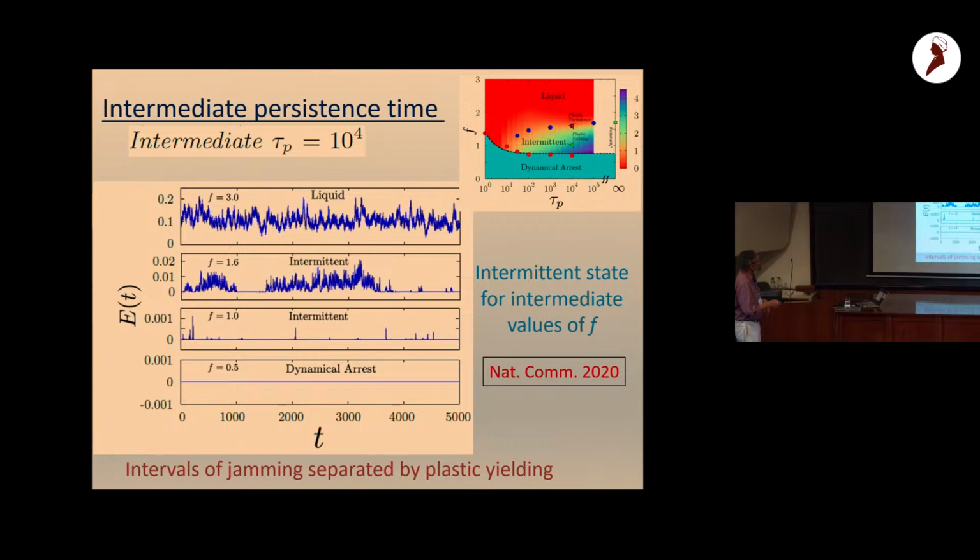And eventually, as you continue to make this F smaller, then of course at small enough F, it goes into the state where everything is frozen and the kinetic energy is 0 at all times. And so this is not a finite size effect. If you increase the size of the system, it remains persistent. It's intermittent.